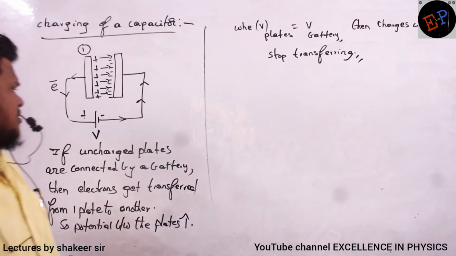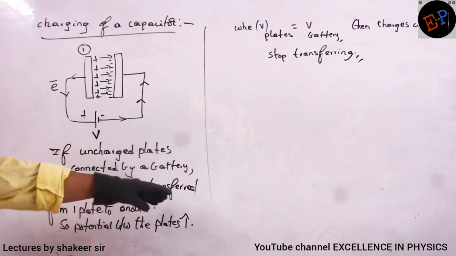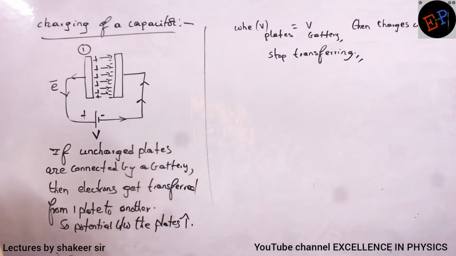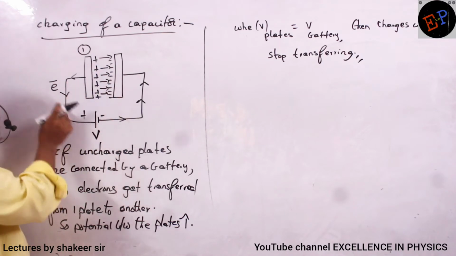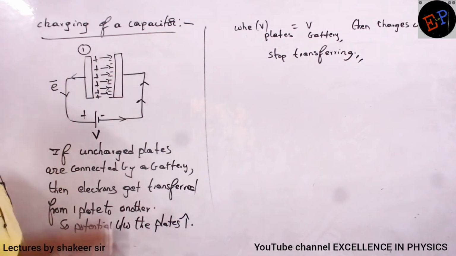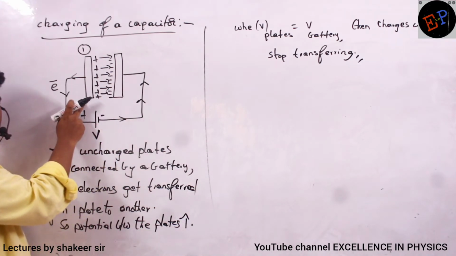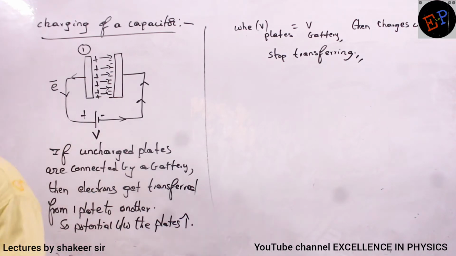Now if you remove this battery also, nothing will happen. If you remove this battery, charges will be present as usual on the plates of the capacitor. And one more point: whatever charge is present on the positive plate, the same amount of negative charge will be present on the other plate also. If from here one electron goes and reaches here, here one positive charge will develop. Equal amount of negative charge also develops on the second plate.